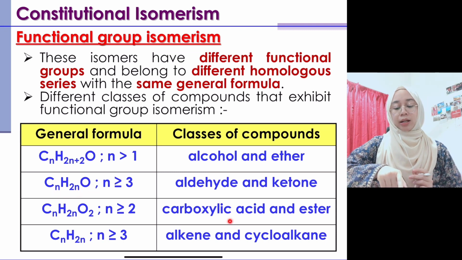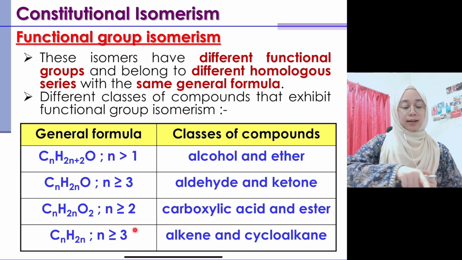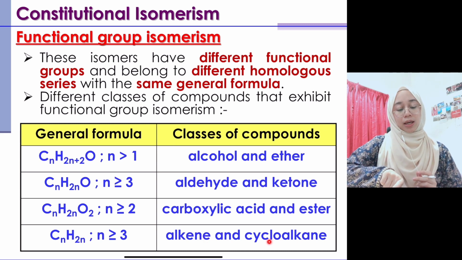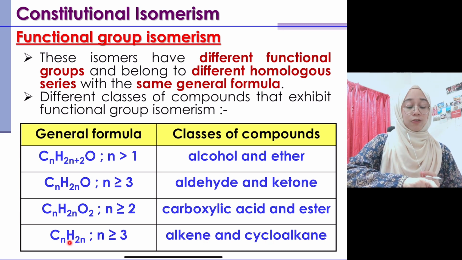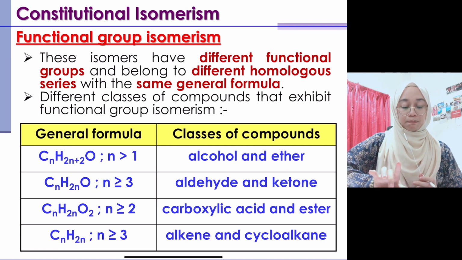Then we have carboxylic acid and also ester. These two can also have the same general formula, and we also have alkene and cycloalkane, whereby they have the same general formula here, CnH2n. Let's look at examples, and you will understand better.